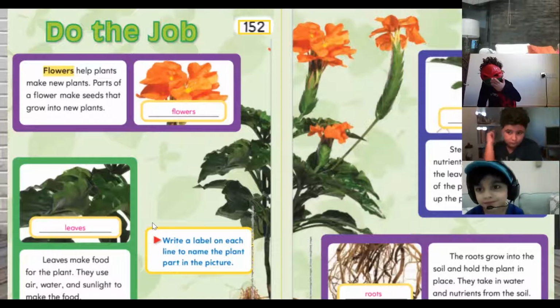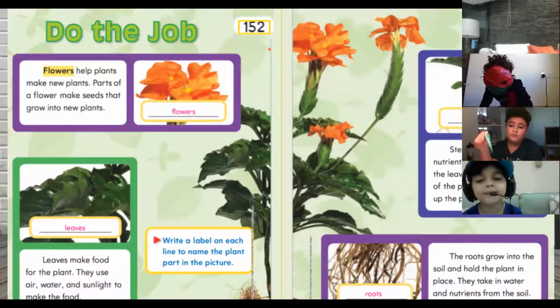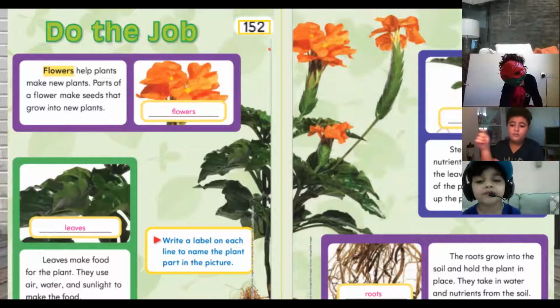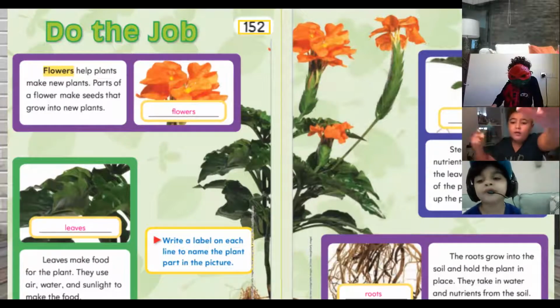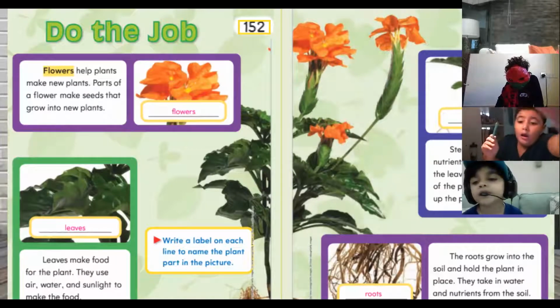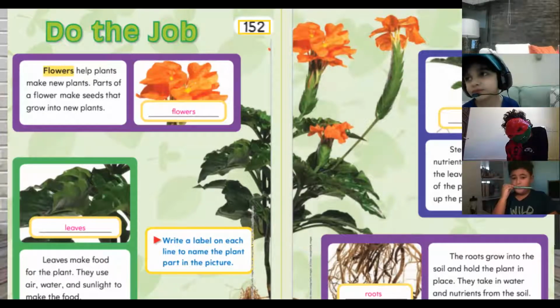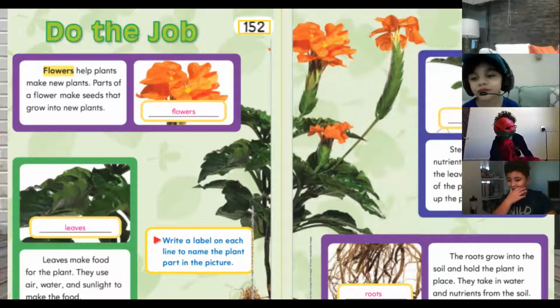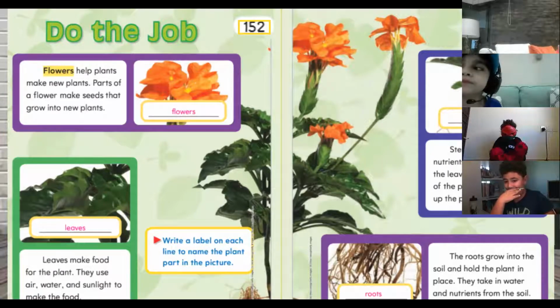Okay, Abdul Aziz, can you read for me? Stems. Stems carry water and nutrients, okay?